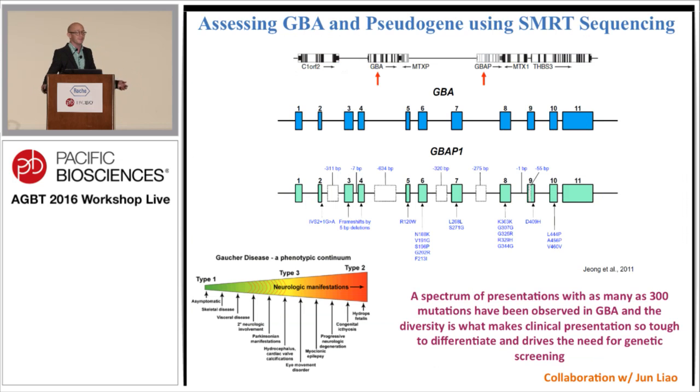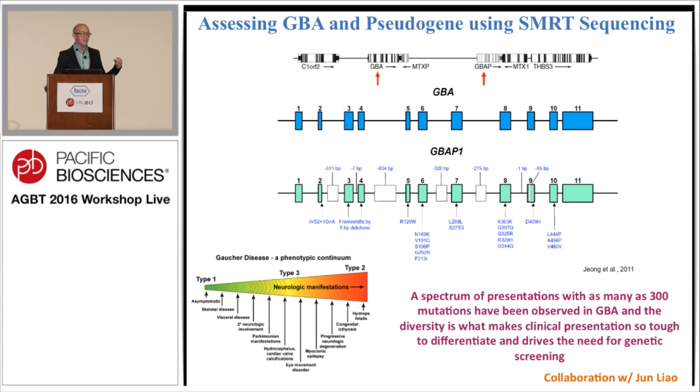So the next example is in the desire to basically phase and differentiate variation between a gene and an affiliated pseudogene. In this case, it's GBA. GBA is affiliated with a disease called Gaucher disease. It's a metabolic disorder, which is a lysosomal storage disorder. It's a spectrum of presentation, which makes it incredibly hard for a physician because the spectrum can go anywhere from no phenotypic presentation to eye movement disorders or even Parkinsonian-like symptoms.